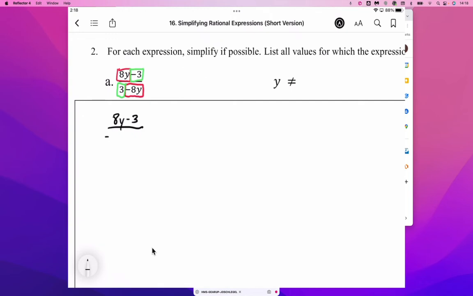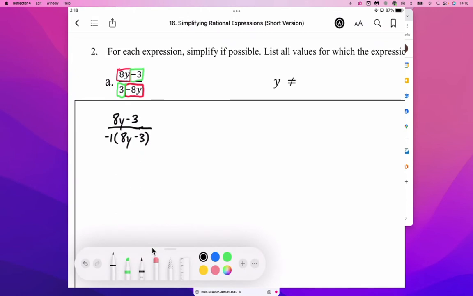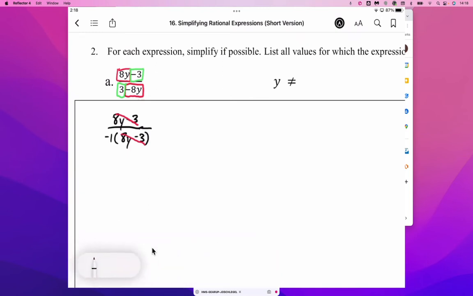And if I do that, I factor out a negative 1, my 8y becomes positive, and my 3 becomes negative. Now we might notice that, oh look, in the numerator I have an 8y minus 3, and in the denominator I have an 8y minus 3. So since both of those are exactly the same, they're going to divide out evenly. They would divide to be 1.